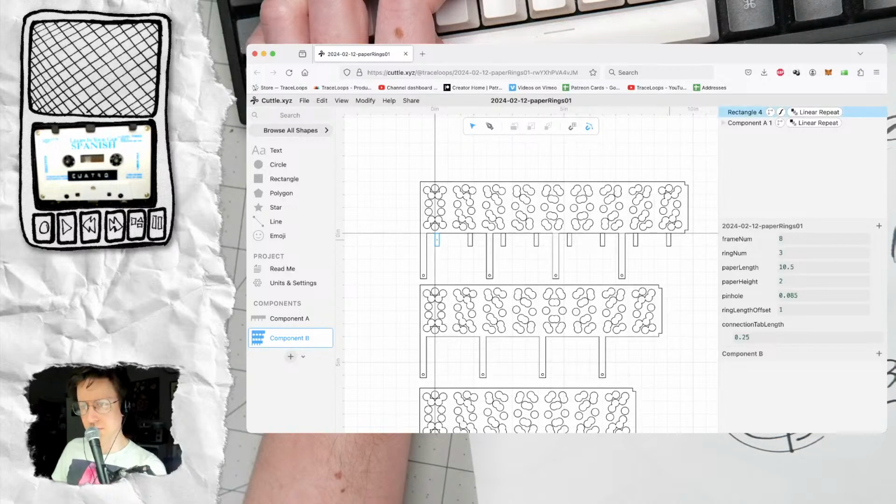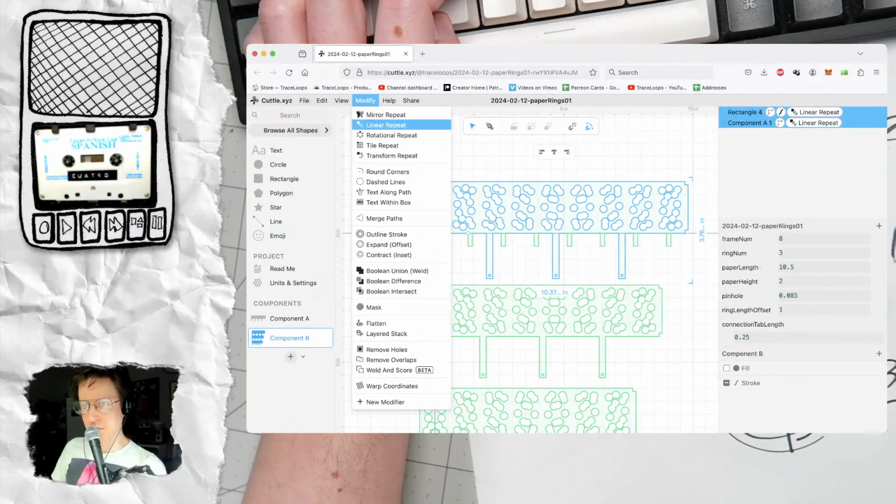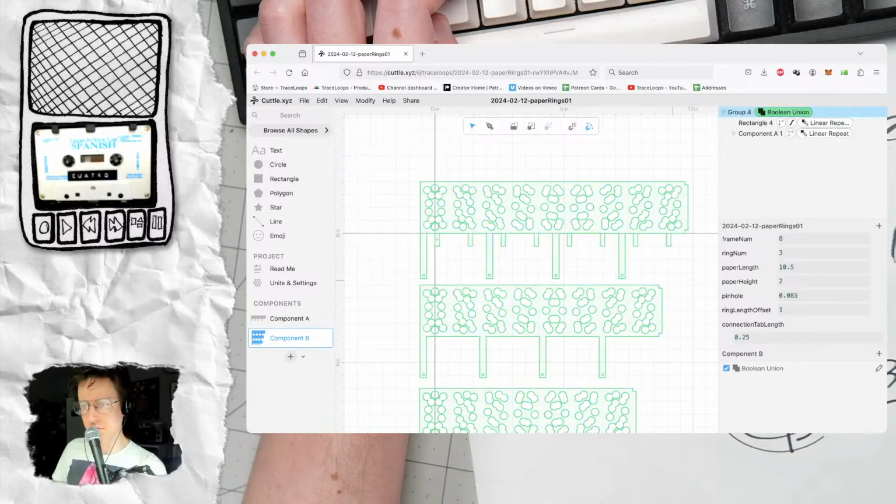S. This t-shirt is less bright than mine. Boolean union. Esta camiseta es menos alegre que la mía.